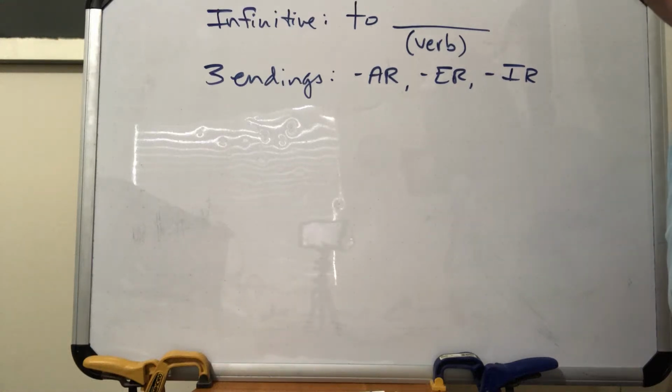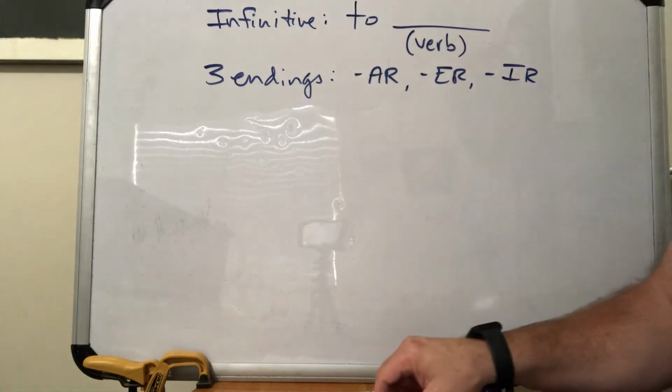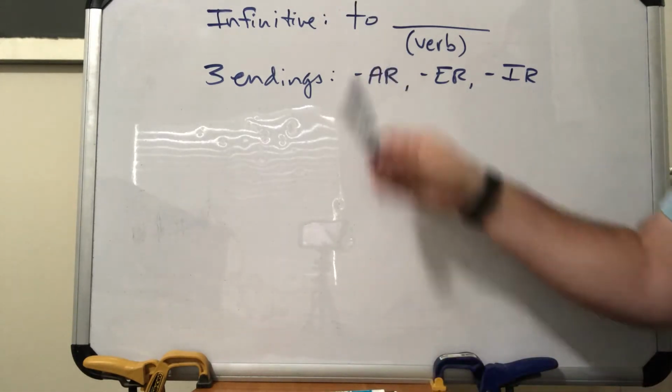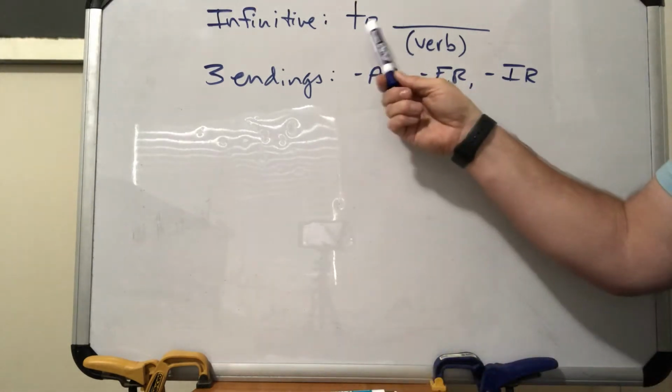Okay, in this video we're going to talk about verbs in Spanish. You'll hear me refer to them a lot as infinitives because in Spanish when you have a verb and you translate it to English, it translates to an infinitive form. All that means is that you're going to put the word "to" in front. So you're going to say "to" and then add the verb.